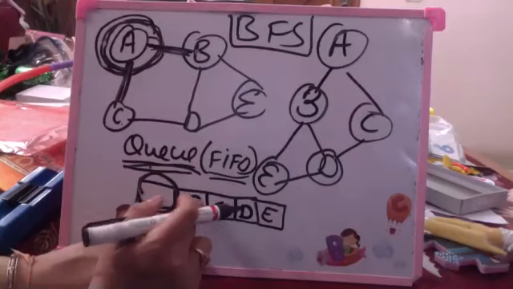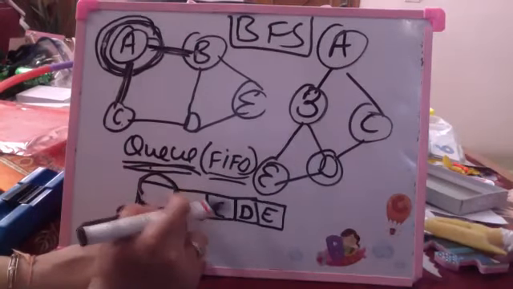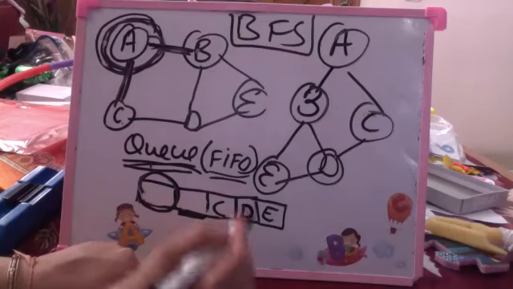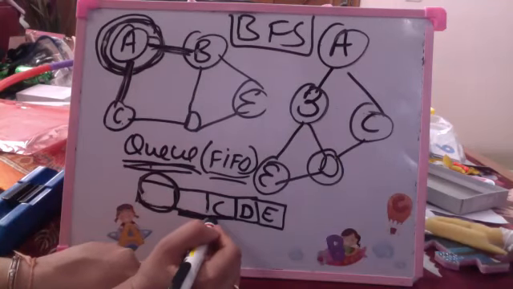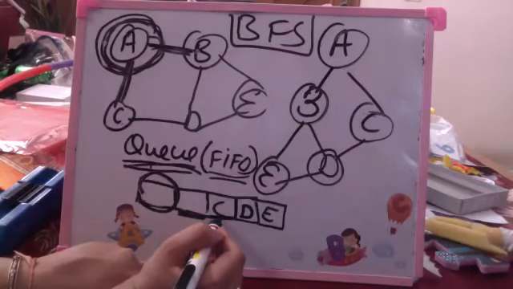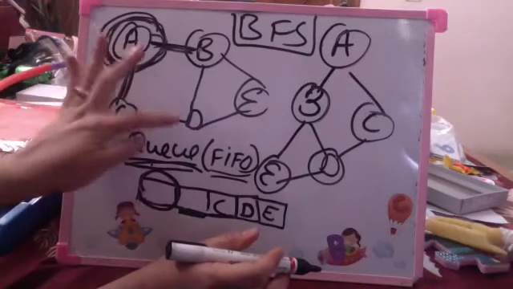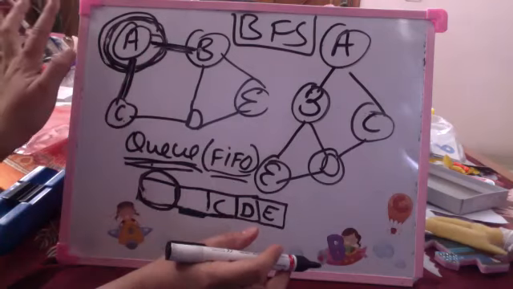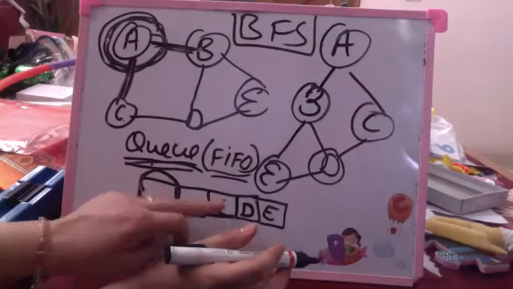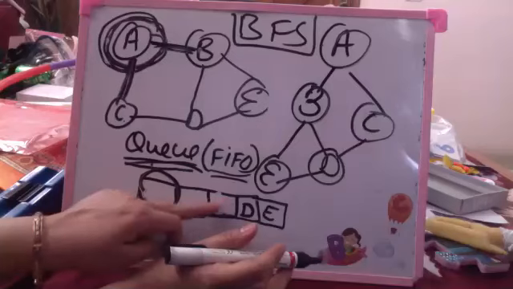Now you will print B and remove it from the queue. Again go to the next node, C. All of C's adjacent nodes that are not visited will be inserted. C's adjacent nodes are A and D. They have been visited, so they will not be inserted. C will be printed and removed from the queue.